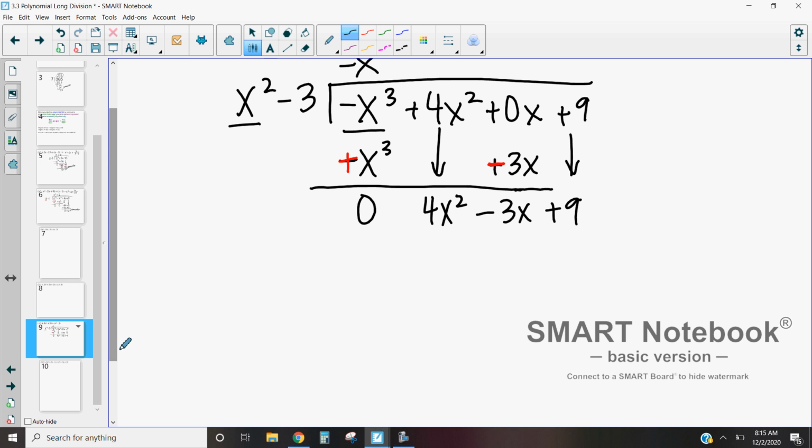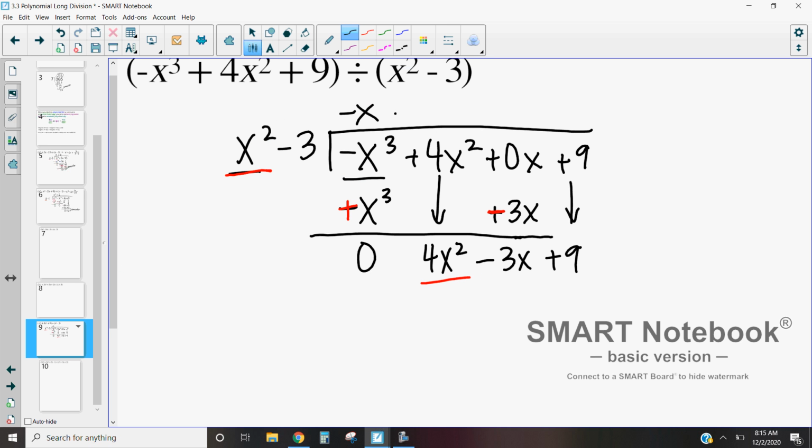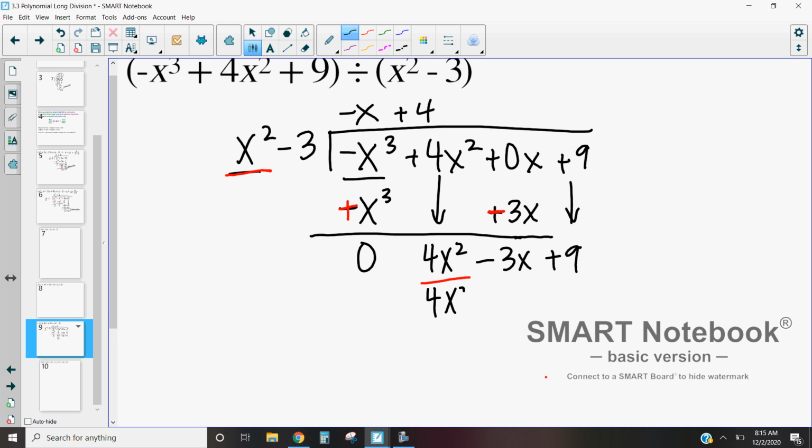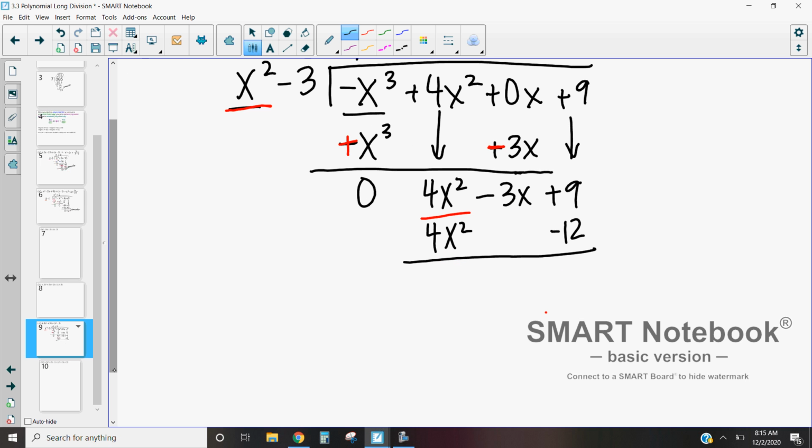Okay, then we're going to continue on here and ask ourselves the question, x squared times what number equals 4x squared? Well, that number is going to be 4. So we're going to have a plus 4 here. And x squared times 4 will give us 4x squared. And then negative 3 times 4 will give us a negative 12. And then we're going to do the exact same thing, switch our signs. This becomes a negative, this becomes a positive, and then we will drop down our things. So 4x squared minus 4x squared is 0. This number is going to come straight down, negative 3x, and 9 plus 12 is 21.